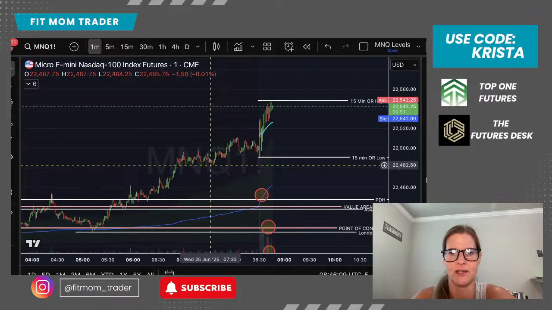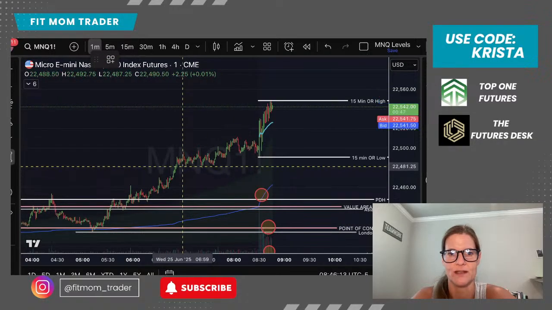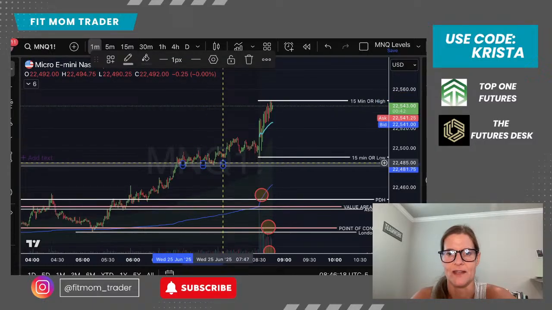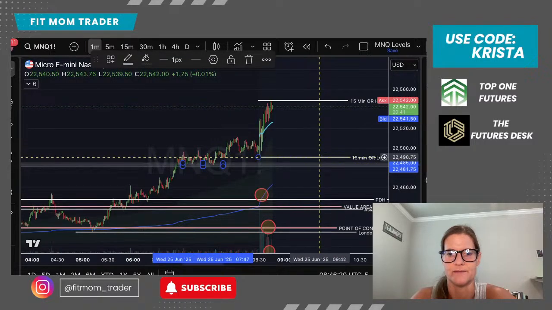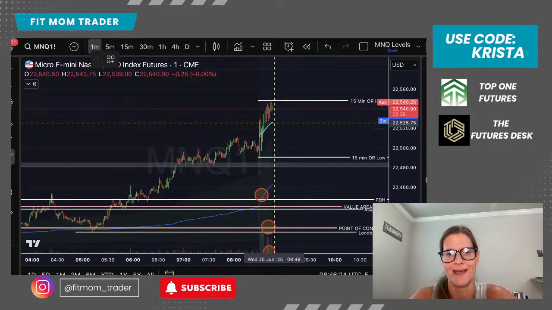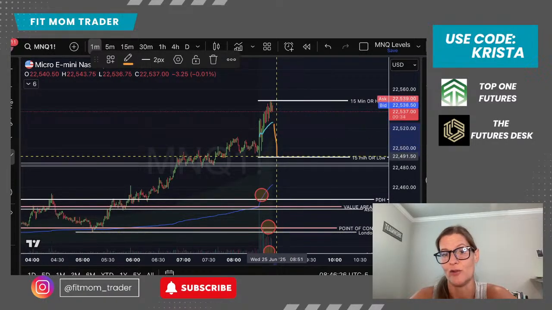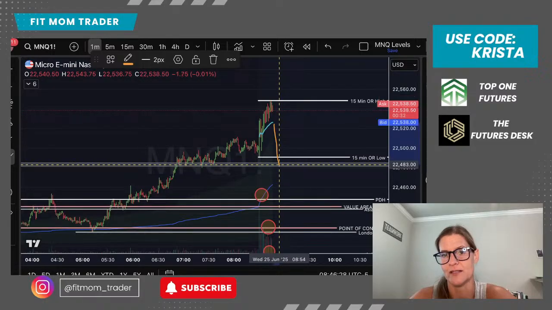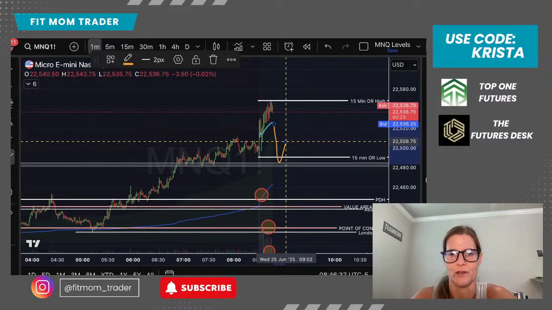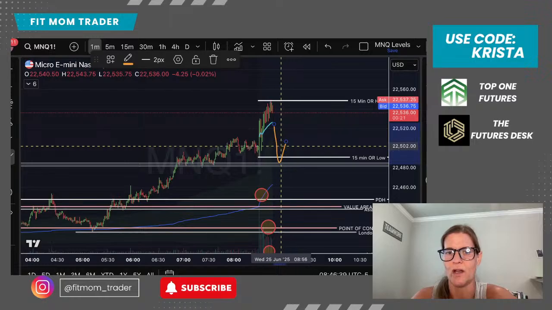So I'm looking here at this little spot with some of these wicks. And that's right below the 15-minute opening range low. So a possibility, if it comes back down and kind of has a little fake out, breakout to the downside, grabs that liquidity, and then comes back up, we could definitely take a long there. So I think that'd be something I'm watching for.